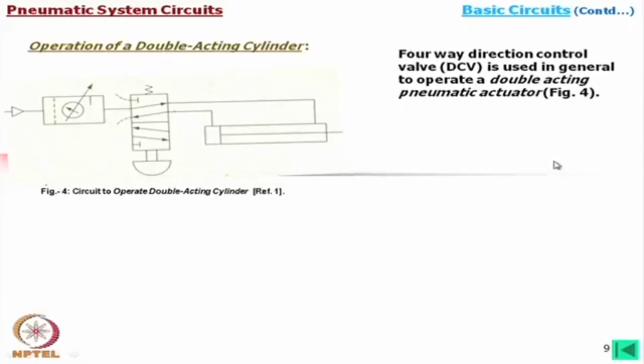How to count how many ways there are? This is simply counting the ports in a single icon, in a single block. There are 5 ports, so we may call it a 5-way valve. And how many positions? 1 position and 2 positions. Now, in terms of hydraulics we call it 4-way. In that case, both sides are actuated by the air flow.